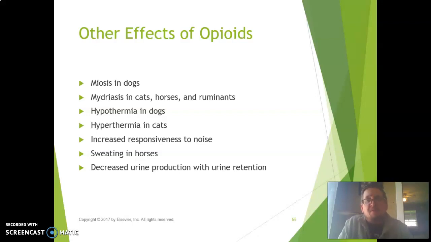They can have increased responsiveness to noise. This is one of the things that I look for whenever I see a dog sedated with a drug like hydromorphone. As soon as I take that dog outside, a lot of times they will start to bounce their head around because they are sensitive to the cars driving around, or maybe even the squirrel up in the tree, and they're oversensitive to the noise that's coming through. Horses, you can get profuse and profound sweating. And a decrease in urine production with urine retention. This is a common thing whenever a drug like hydromorphone or morphine is given by the epidural route into the spine.